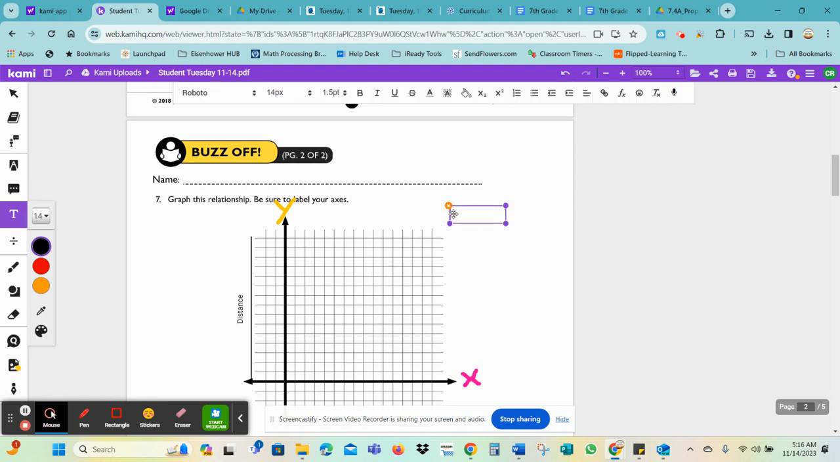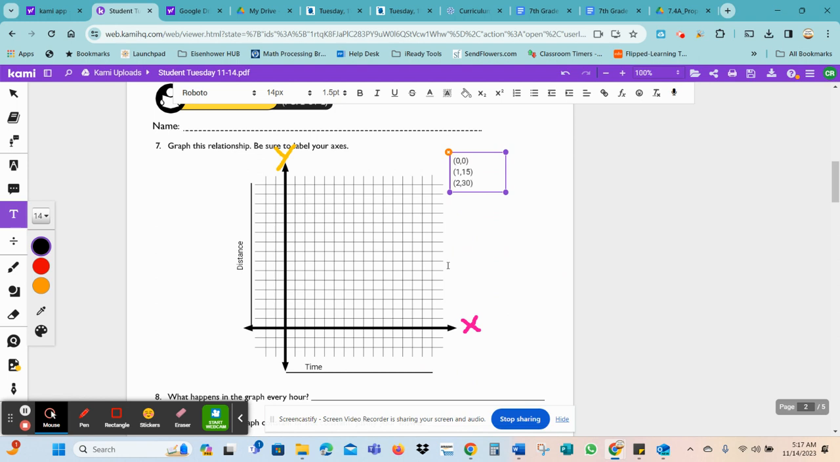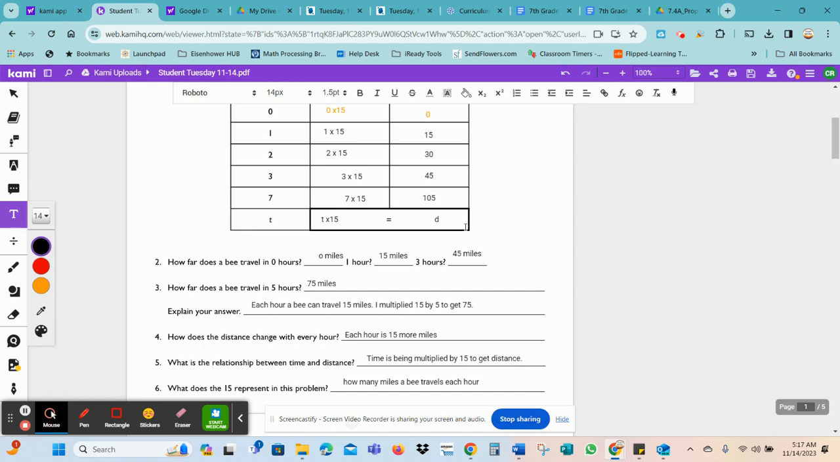And I'll start off with, in my parentheses, my first ordered pair: 0, 0. The second ordered pair was 1, 15. The second ordered pair was 2, 30. The third, yeah, 3, and then in parentheses 3, 45? And my last one was 7, and we said that it was, yes, 105. I need to double check my numbers.